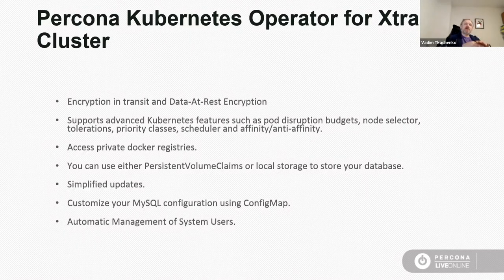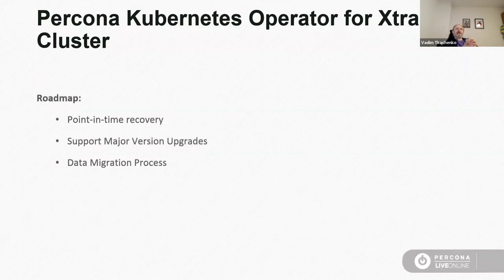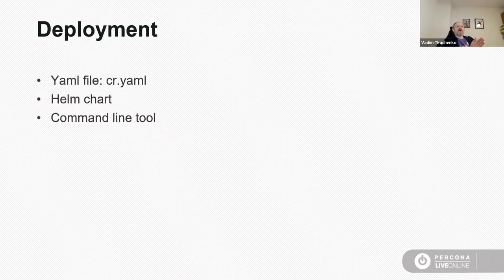Yeah, I see I'm actually running a little bit out of time, so I will now go faster and maybe skip some slides. Just to highlight our roadmap: we are looking to implement point-in-time recovery, support for automatic major version upgrades, and also to automate data migration from and to the operator from an existing database environment. Now let's take a look at how we can deploy Percona operators. There are several ways. We have a traditional Kubernetes way using a bunch of YAML files where you can define a new deployment.